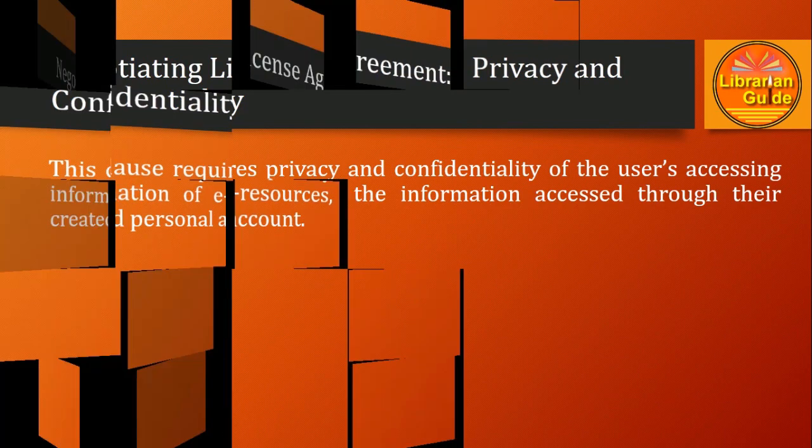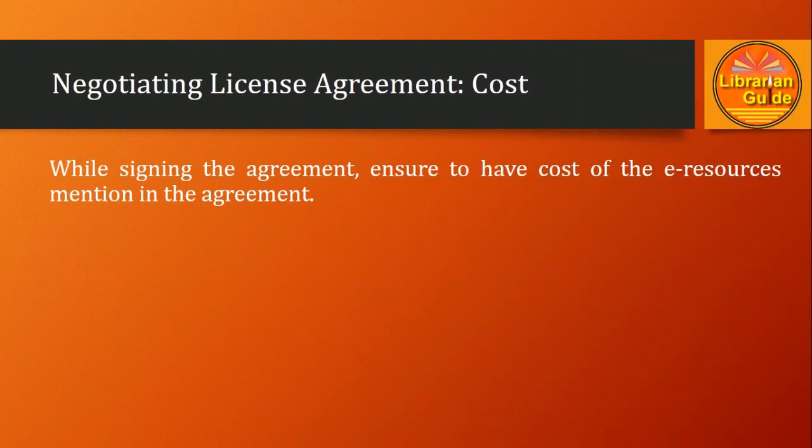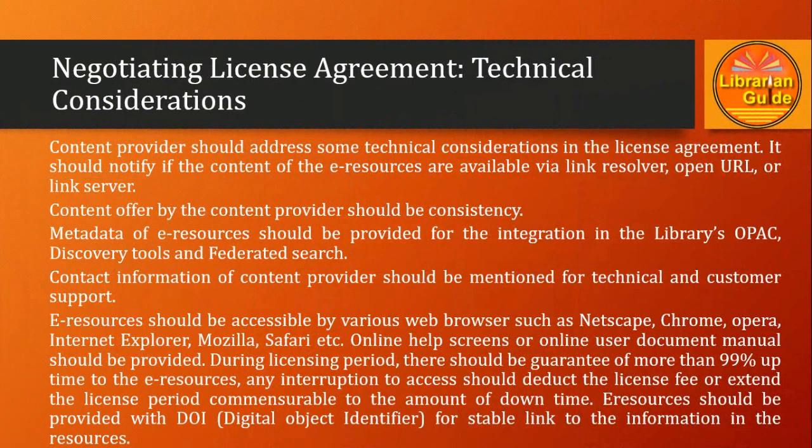Now, the cost. While signing the agreement, ensure to have the cost of the e-resource mentioned in the agreement. It is very important. The agreement must have the cost mentioned, and the technical consideration. It should be mentioned in the license agreement very clearly. The content provider should address some technical considerations.